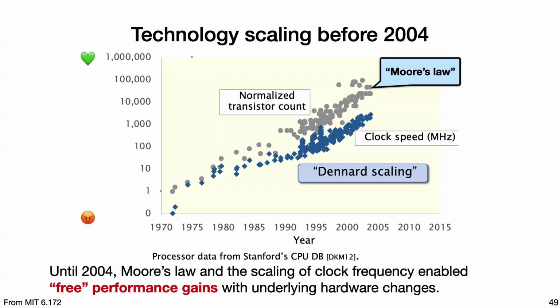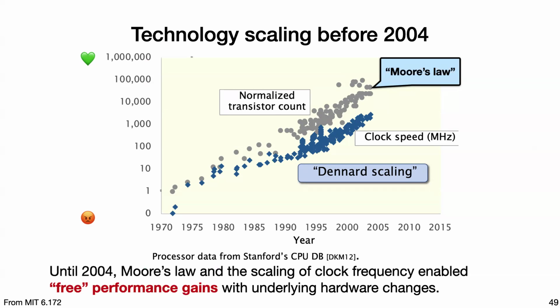The y-axis is relative growth, and the x-axis is time. The gray is transistor count, and the blue is clock speeds. Maybe you've already heard this before. Until 2004, there's Moore's law, which is the scaling of clock frequency about 2x every 2 years. Sometimes we have these free performance gains from a software perspective, not from a hardware perspective.